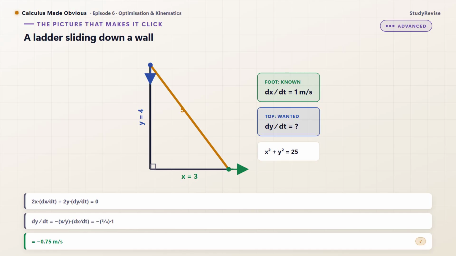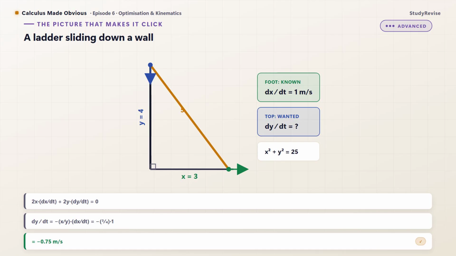The wall, the ground, and the ladder form a right-angled triangle, so x squared plus y squared equals 25. Always, that is the fixed relationship. At the moment in question, x is 3, which by the 3, 4, 5 triangle makes y exactly 4. Differentiate the whole relationship with respect to time. 2x dx/dt plus 2y dy/dt equals 0 because 25 never changes.